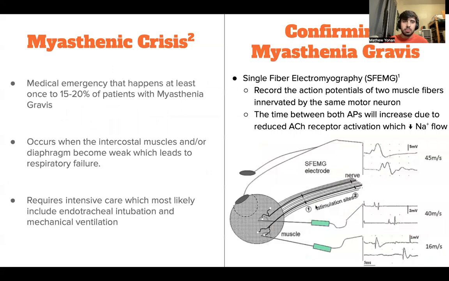There's also something separate. It's not a symptom, but it's something that can happen at least once to 15 to 20% of patients with myasthenia gravis, and that's a myasthenic crisis. A myasthenic crisis occurs when the intercostal muscles, which are the muscles in between the ribs, or the diaphragm, which is the muscle underneath the lung, become weak, which leads to respiratory failure. If the ribs are not expanding with the lung because of the weakness of the intercostal muscles, then the lungs are going to have trouble expanding.